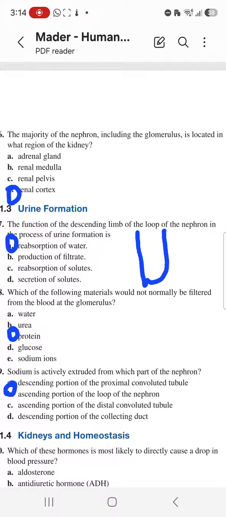During this ascending loop, what will happen is that the sodium potassium pump will pump sodium out into the surrounding tissues, and then sodium in the ascending limb will diffuse out of it into the capillaries, thus retaining your sodium in your blood.